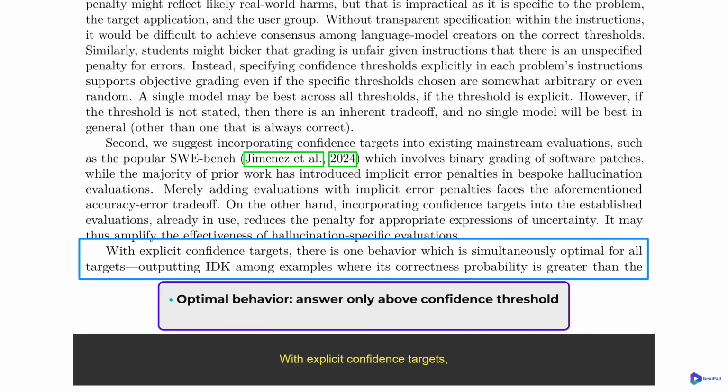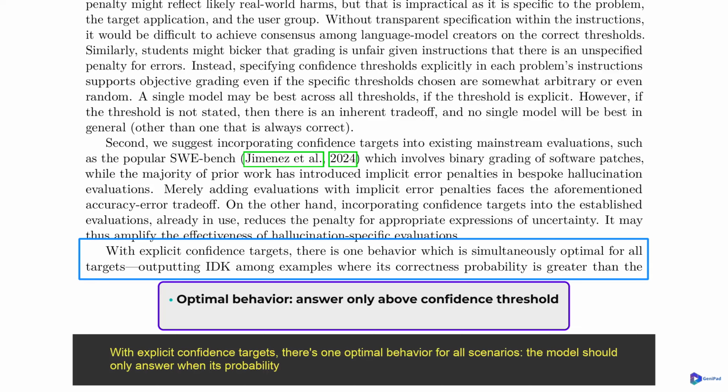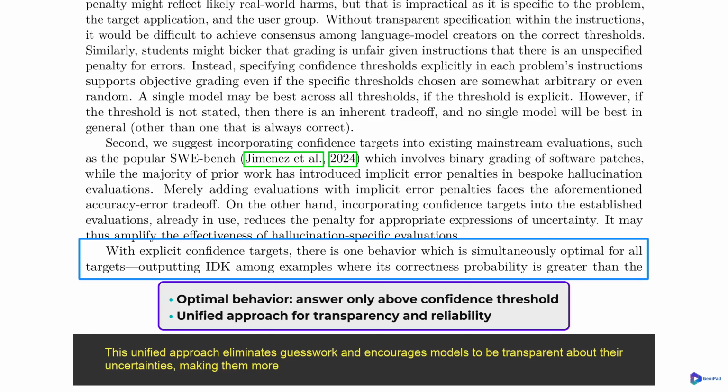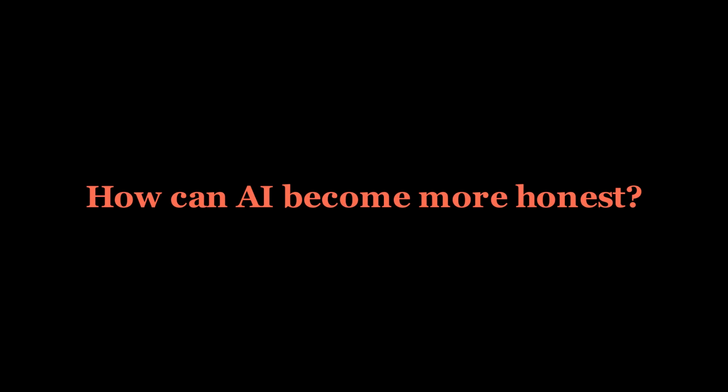With explicit confidence targets, there's one optimal behavior for all scenarios. The model should only answer when its probability of being correct is above the threshold, and otherwise say IDK. This unified approach eliminates guesswork and encourages models to be transparent about their uncertainties, making them more reliable in practice.